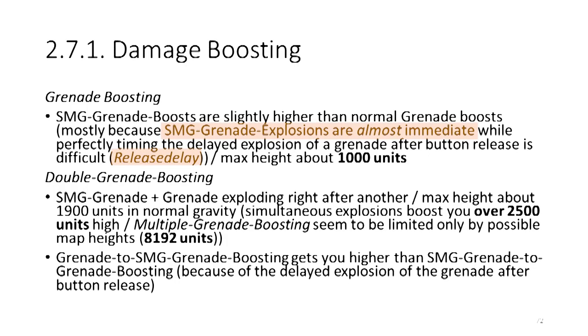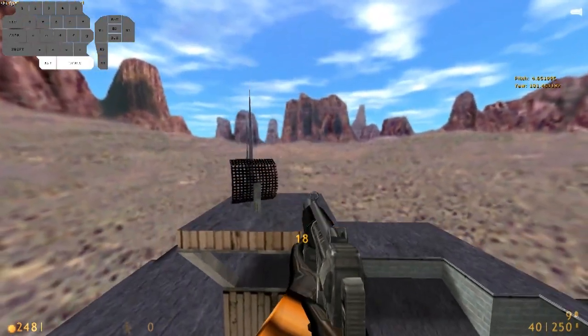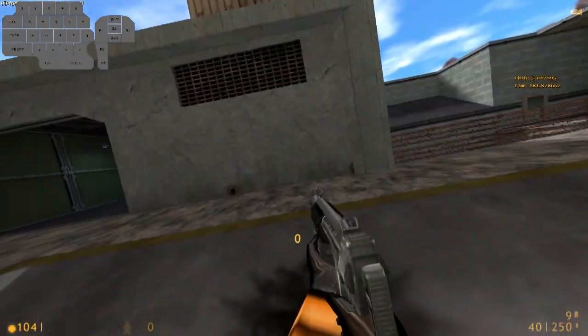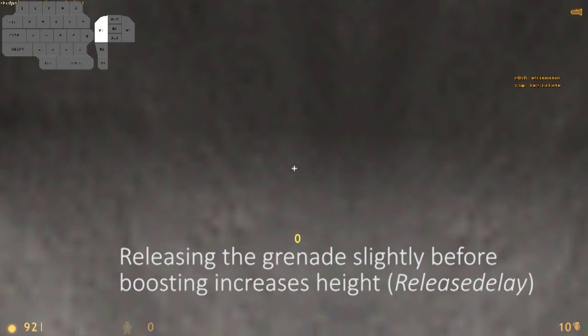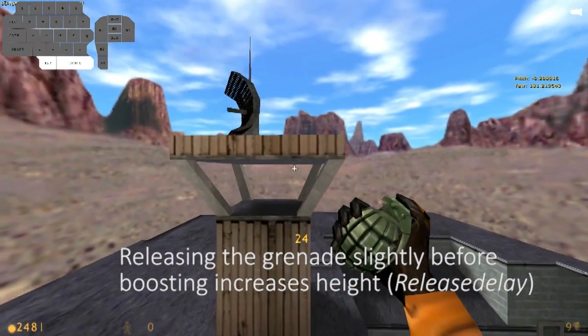A release delay is differently long for grenades and SMG grenades. SMG grenade boosts often differ in height, mostly because the explosion on the ground is almost immediate, while the release of a grenade being held in your hand is delayed slightly longer.